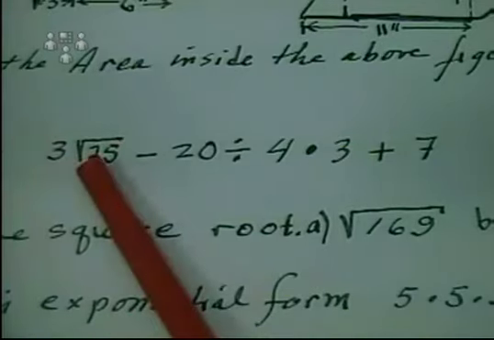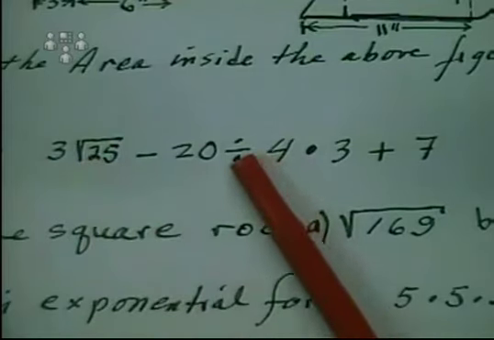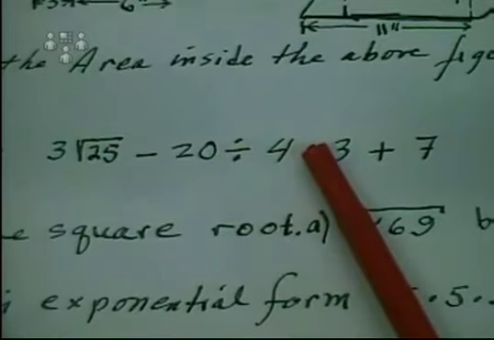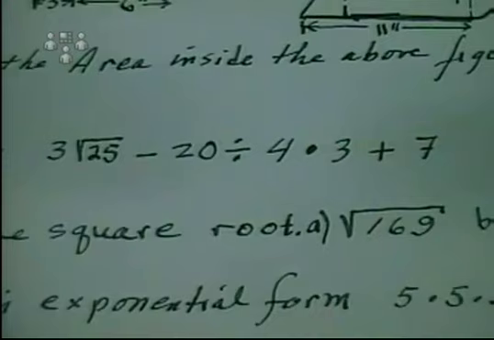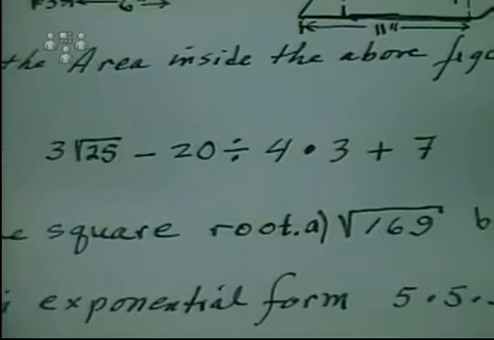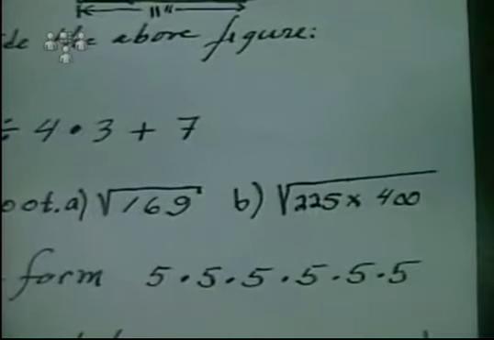So this was a 15. I did that first. Then I divided the 4 into 20 to get 5, and then multiplied by 3 to get 15. So the 15 minus 15 goes to 0. Your answer is 7.